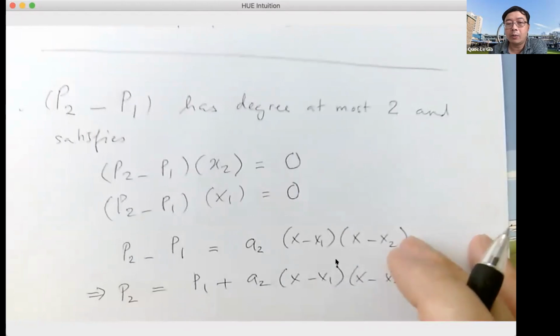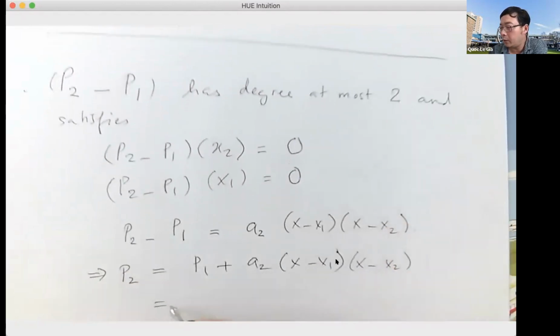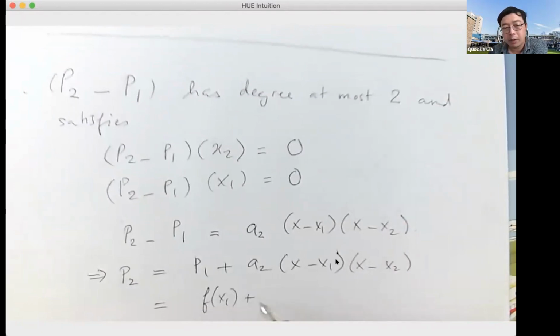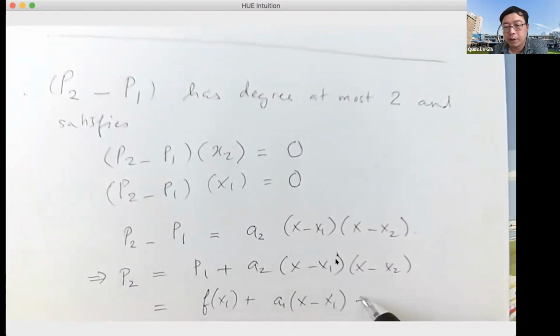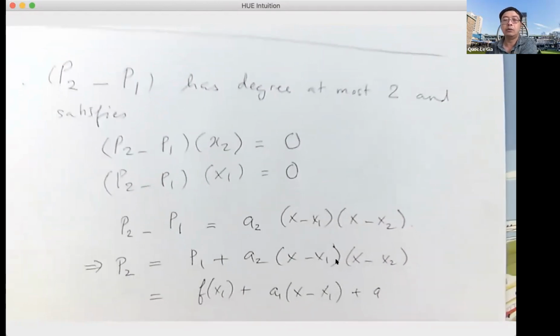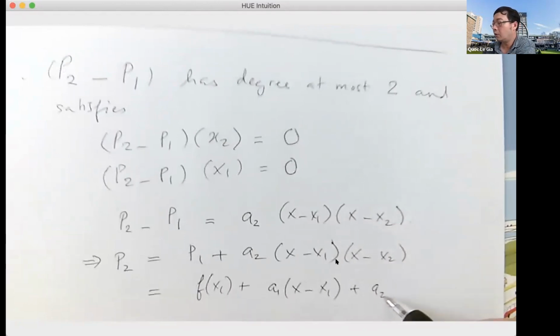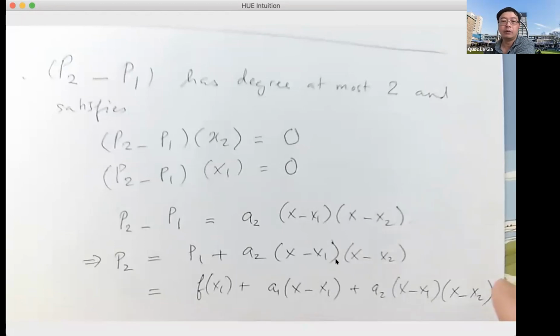And remember, we have P1 already. We just plug it in. So P1 is f of x1 plus A1 times (x minus x1), plus A2 times (x minus x1)(x minus x2). Okay. So we just use the definition, the interpolation condition, right? And now that is why I say that.